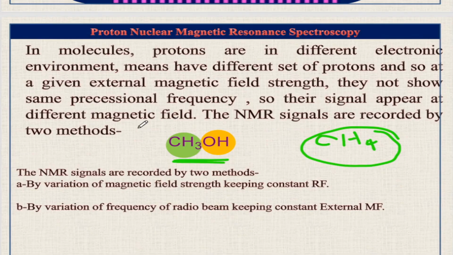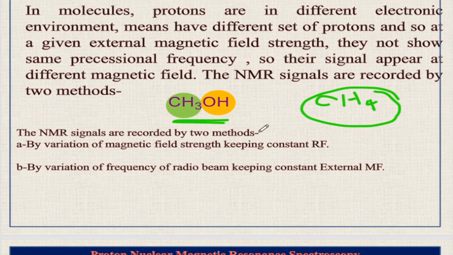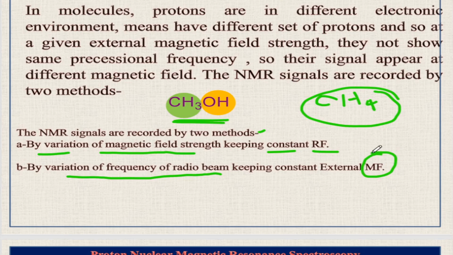NMR spectra is recorded by two methods. The first is by variation of magnetic field strength, keeping the RF value constant. Here the RF value is constant, and only the magnetic field B will vary. The second method is by variation of the frequency of the radio wave beam, keeping the magnetic field constant. Here the magnetic field is constant, and variation of radio wave frequency is applied.